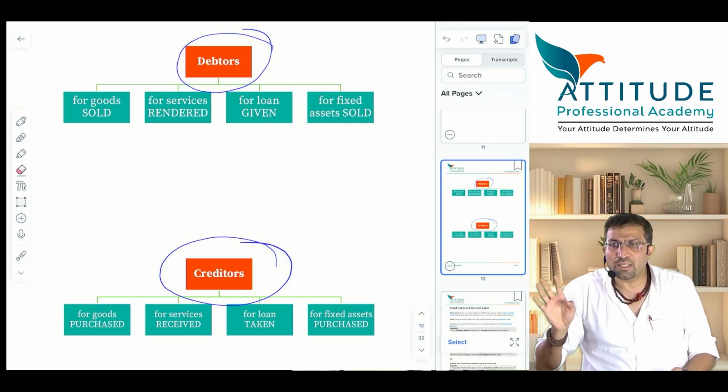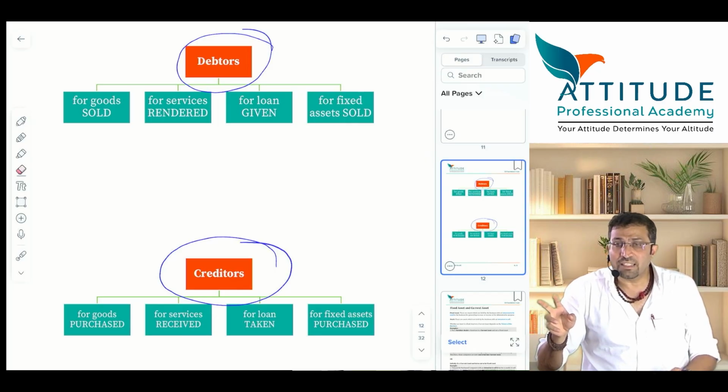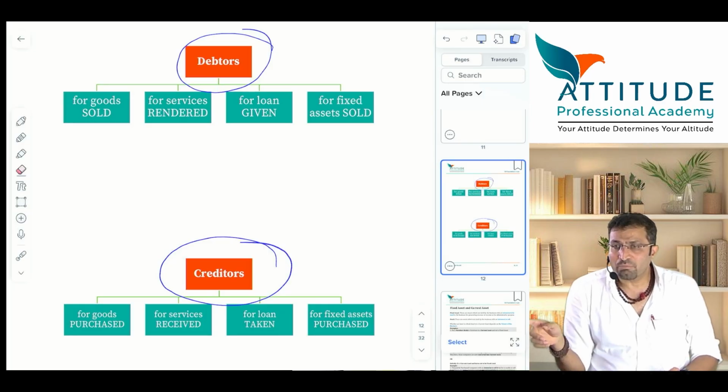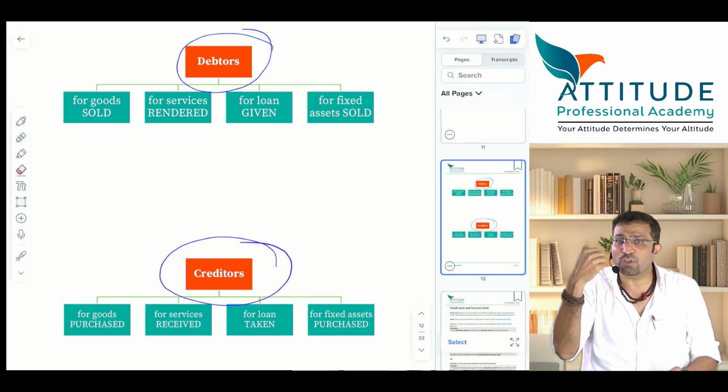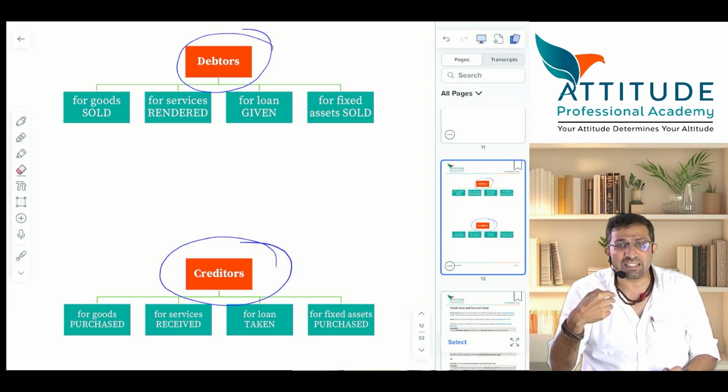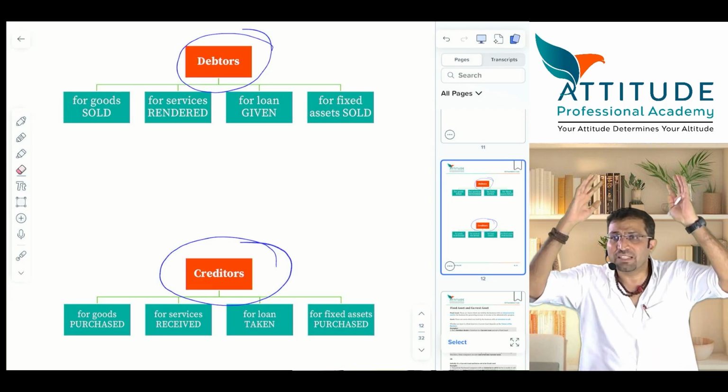the benefit also immediately. But in credit transaction, sometimes it so happens that you pass on the benefit, but you don't receive the benefit immediately. You are going to receive the benefit after some time. Then this is a credit transaction. In that case, there will be debtor-creditor relationship. Is that clear?